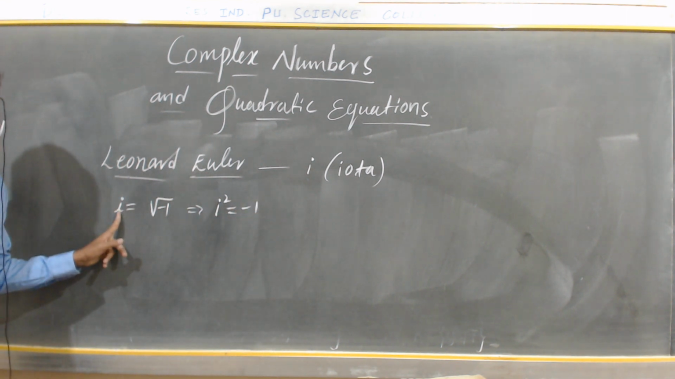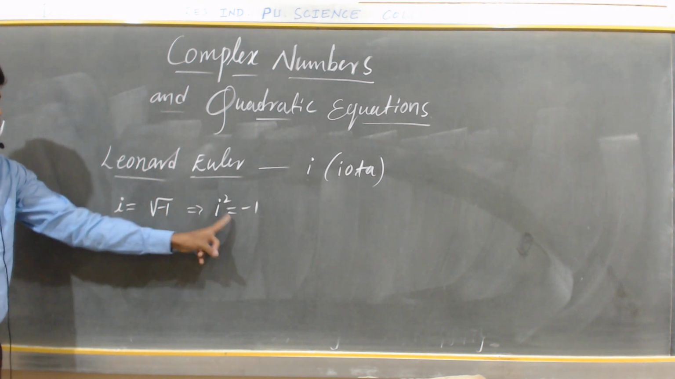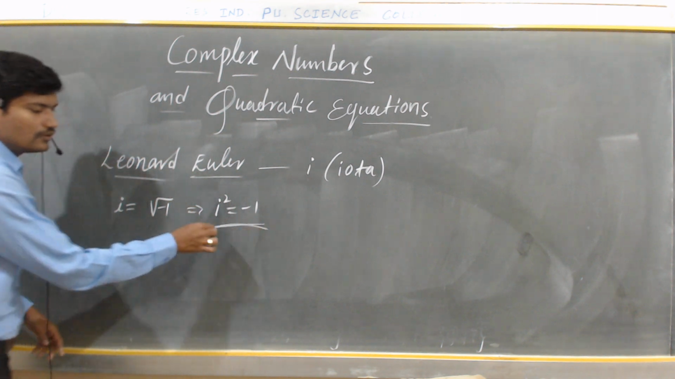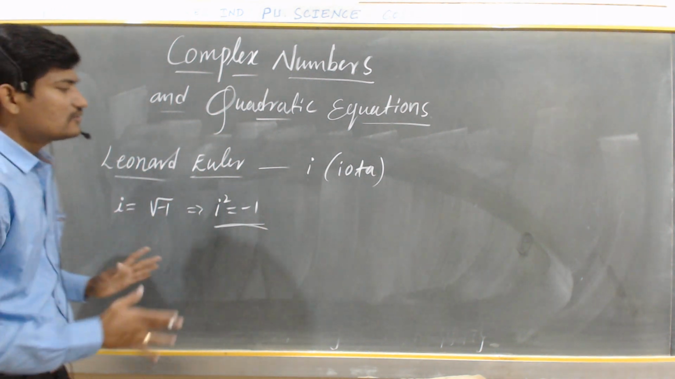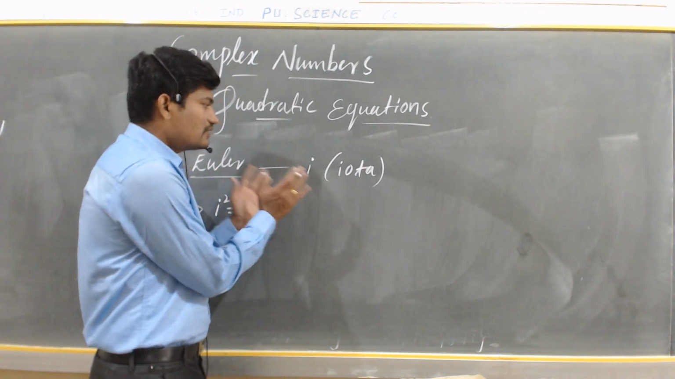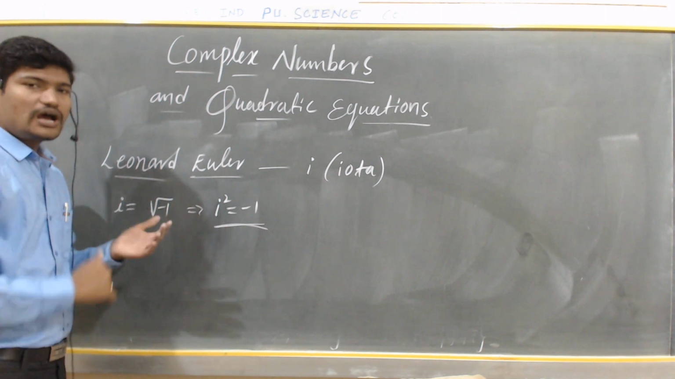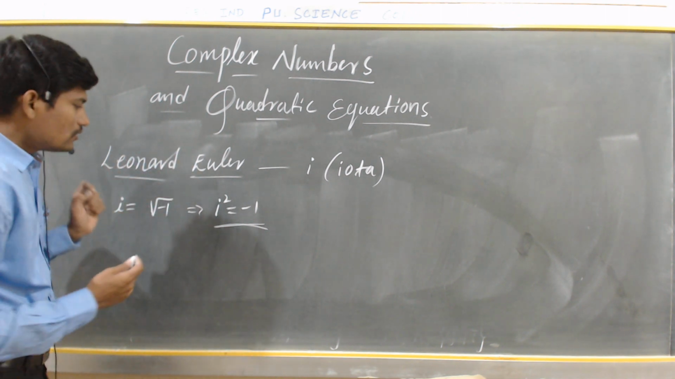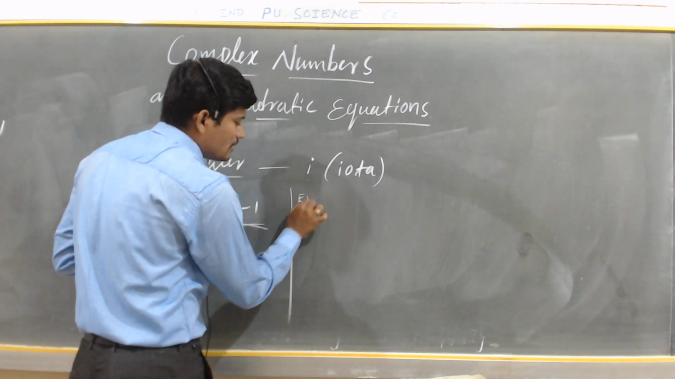Here i square is there, so apply square on both sides, then you will get i square equal to, the square will get cancelled, you will get minus 1. So this is the basic concept. Now in a complex number, how will we use the imaginary and real part? First of all, I will write some problems or examples.